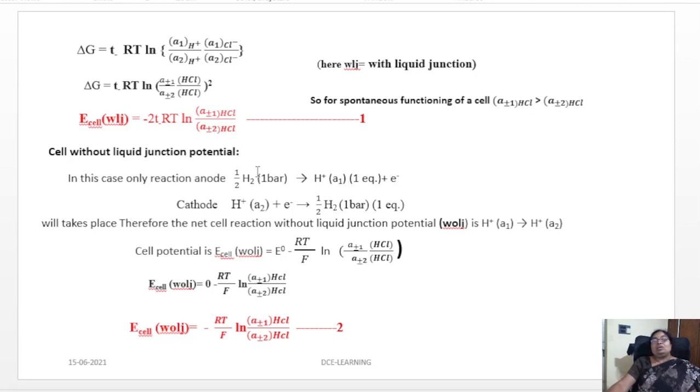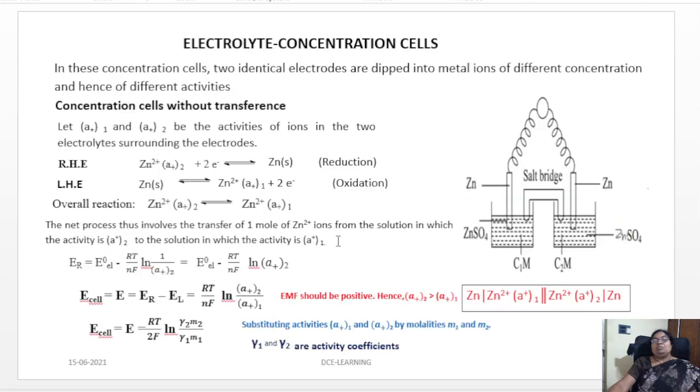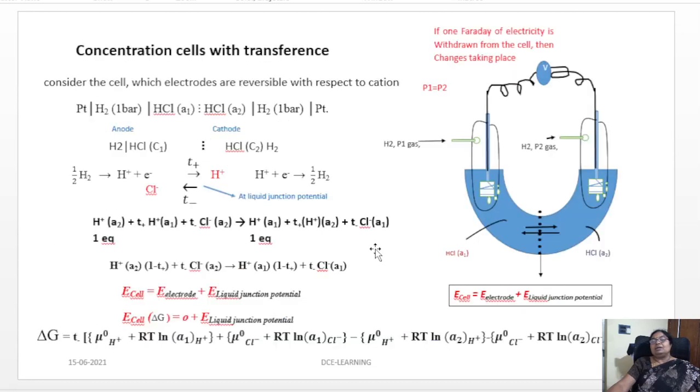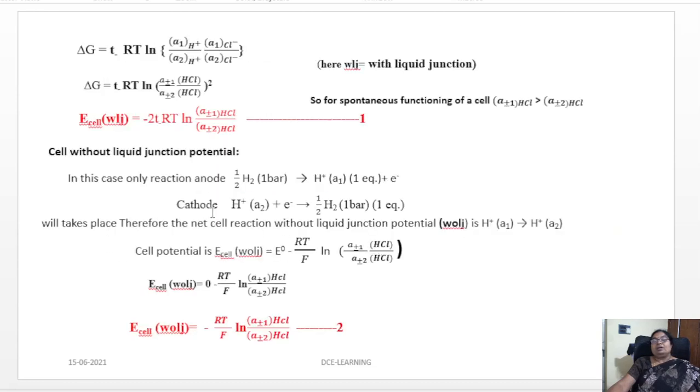So, the cell without liquid junction potential. We already knew about the cell without transference. In the cell without liquid junction potential, we are going to put in a salt bridge here to minimize the liquid junction potential. Then the overall reaction: whatever undergoes oxidation is there, and the cathode undergoes reduction.